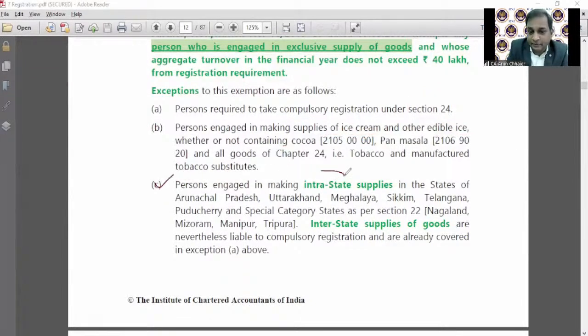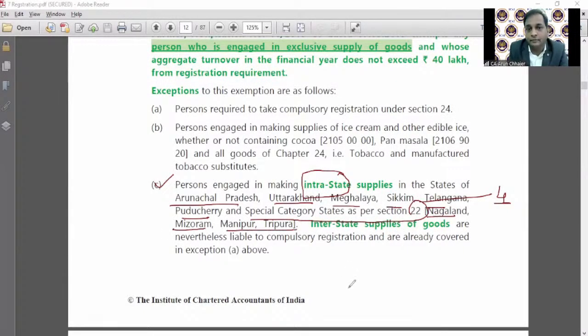A person engaged in making intra-state supply in the states of Arunachal Pradesh, Uttarakhand, Meghalaya, Sikkim, Telangana, Puducherry, and special category states as per section 24. It means 4. What is that? Nagaland, Mizoram, Manipur, Tripura. In these states, the limit would not be 40. Limit would not be 40 means the normal limit would be there.